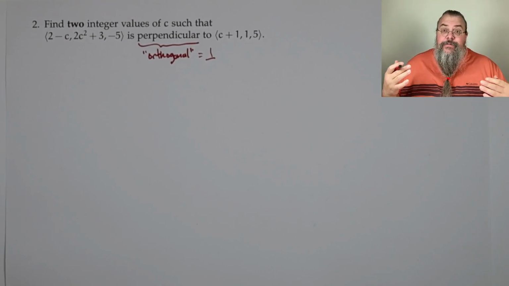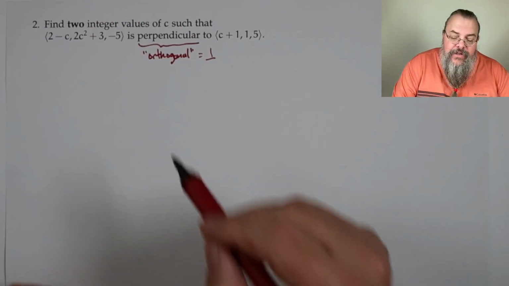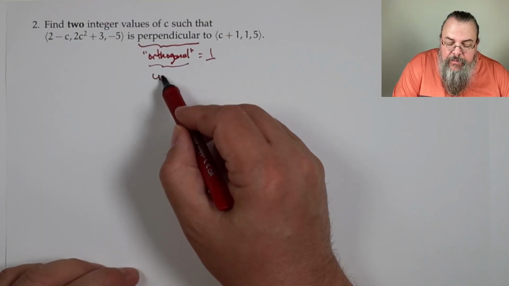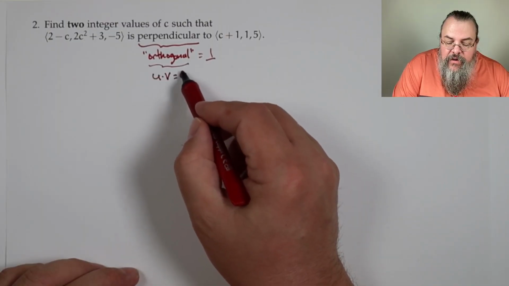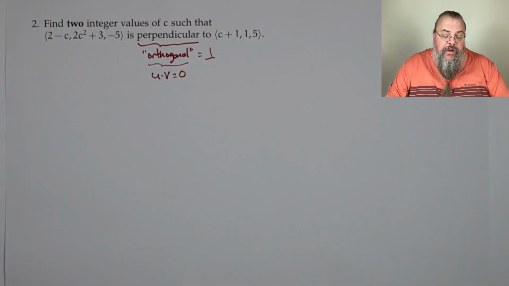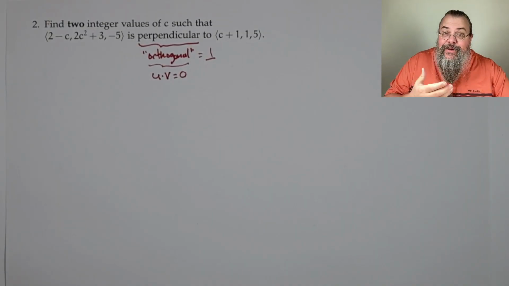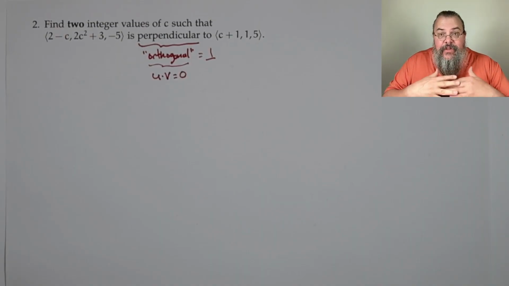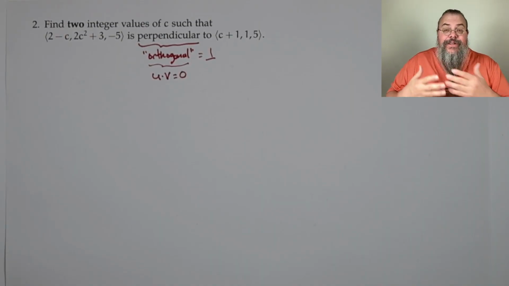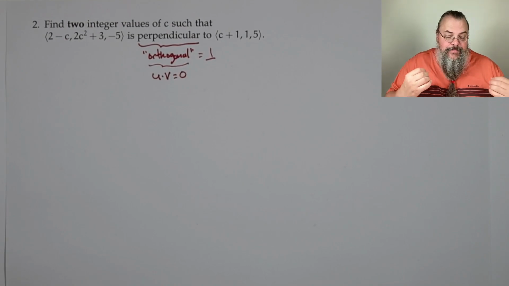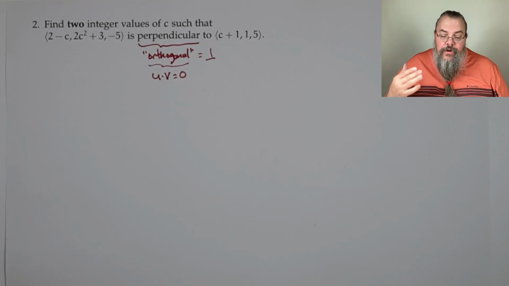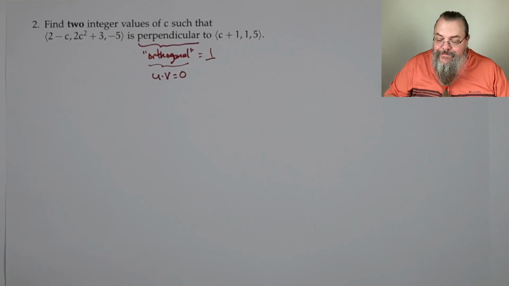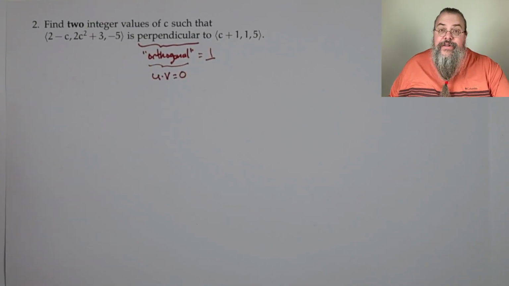So you're like, okay, well, how do we know? The key here is that this really means that the dot product is 0. Because if you think of the dot product, it's the magnitude of u, magnitude of v, cosine theta. The perpendicularness says the angle theta is a right angle. Cosine of a right angle is 0. So now we know what we're looking for. We want to take the dot product, set it equal to 0, and solve. All right, let's take our dot product.